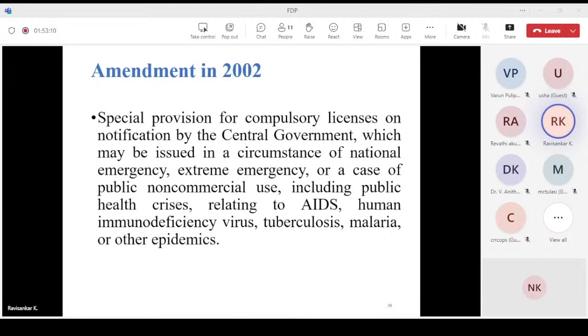And in the 2002 amendment, there is a special provision for compulsory license on notification by the central government, which may be issued in circumstances of national emergency, extreme emergency, or case of public non-commercial use, including public health crises relating to AIDS, HIV, tuberculosis, malaria, and other epidemics. This provision was helpful during our recent corona impact. When corona hit, this provision was used and the central government granted compulsory licenses to several drug manufacturers to prepare the drugs which are used for treatment of corona.